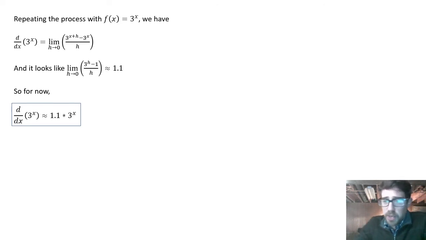So same deal, and we could do this all day. The derivative of 3 to the x is about 1.1 times the function itself. We could do it with 4 to the x and 10 to the x and whatever else, but you'd always get the same thing. You'd always get it's just some decimal times the function.